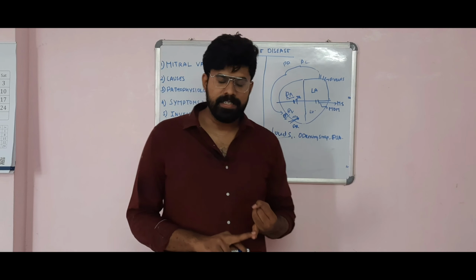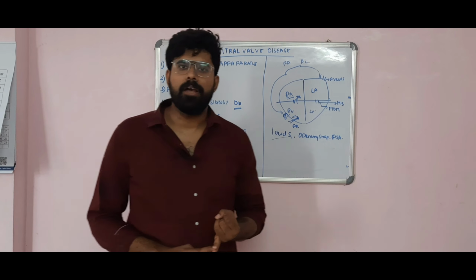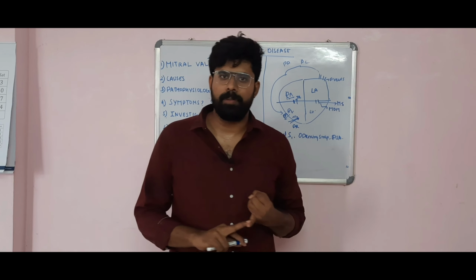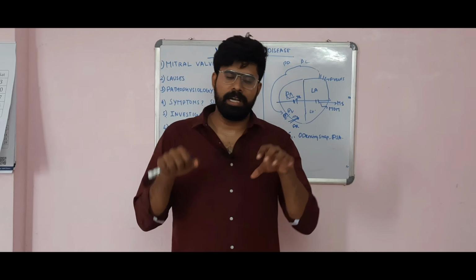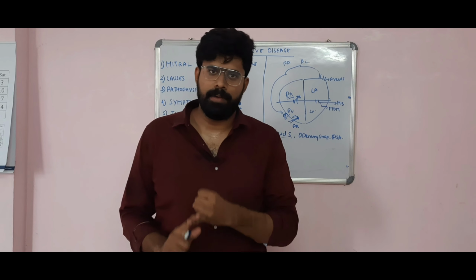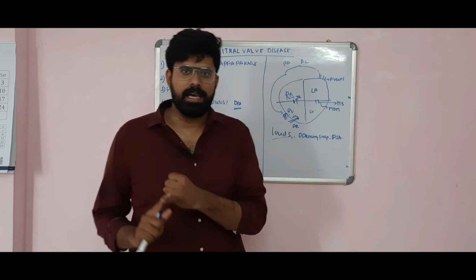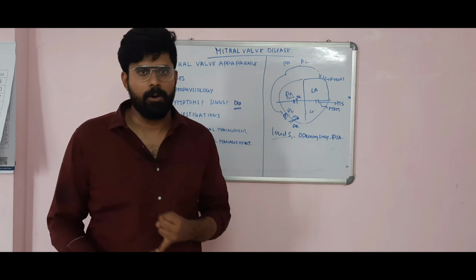Namely, the first one is the Carey Coombs murmur. The Carey Coombs murmur is seen in acute rheumatic fever following rheumatic valvulitis. There will be inflammation involving the mitral leaflets that can present as a mid-diastolic murmur. But there won't be any opening snap, any pre-systolic accentuation, or any loud S1.